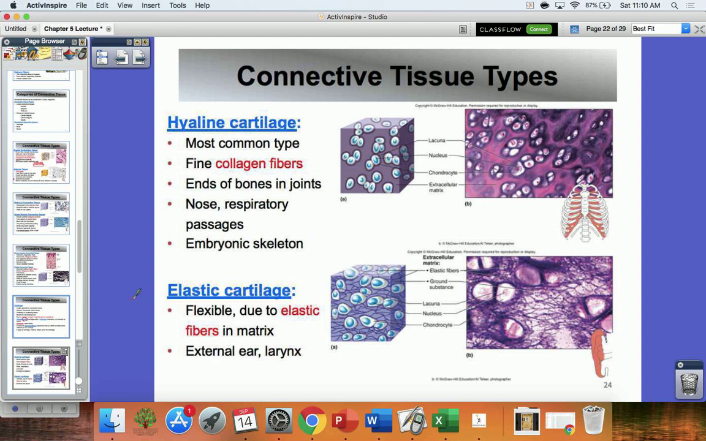And then we have elastic cartilage. Elastic probably tells you that we have a little bit of elastic fibers. Because it's that elastic fibers and not the collagen fibers, it has a little bit of flexibility. And so this is the type of cartilage that we find in our ears and also in our larynx, which is where we find our voice box and our Adam's apple, informally called Adam's apple.